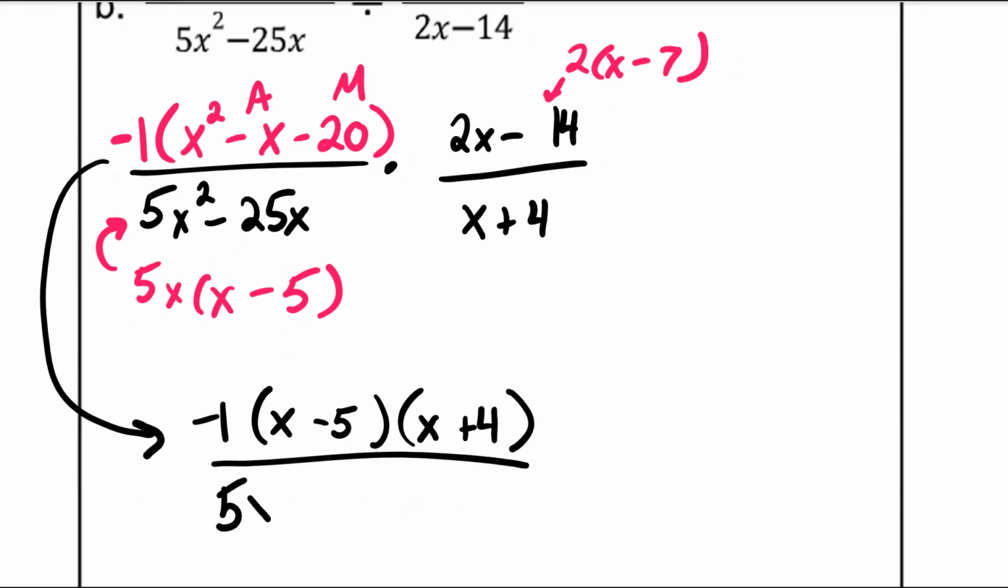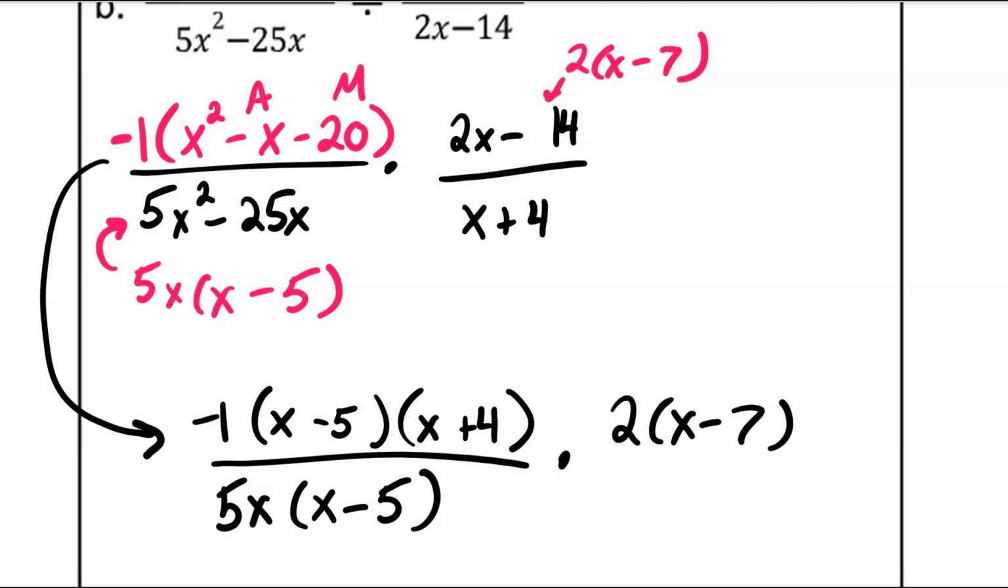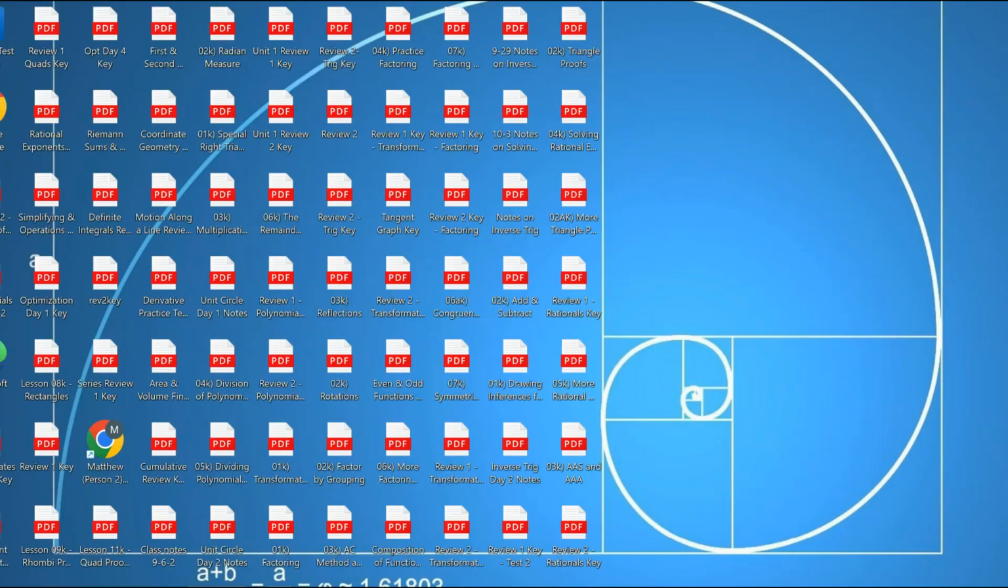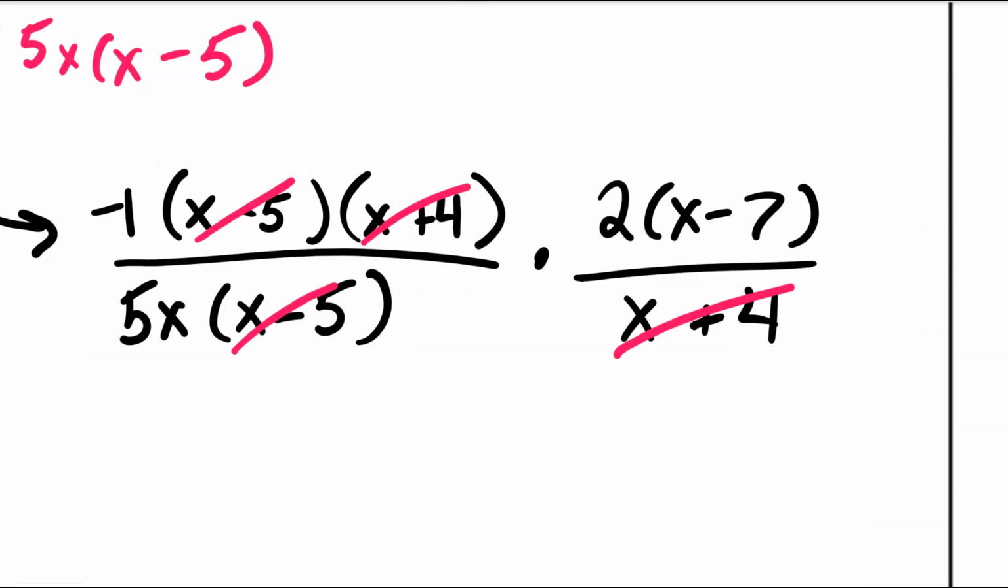In this first denominator, when I factored out the 5x, I had 5x times x minus 5. And I was left with something like this. And again, there should usually be a couple things that reduce nicely. I notice in the numerator, in the denominator, I have an x minus 5. That would reduce to 1. And I've got an x plus 4 and an x plus 4, that reduces to 1 as well.